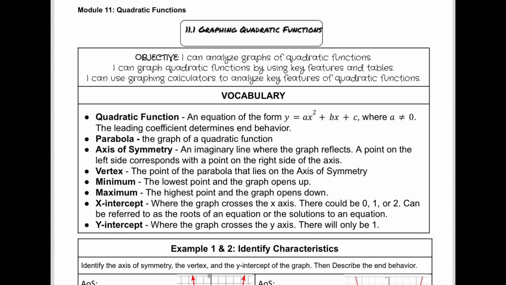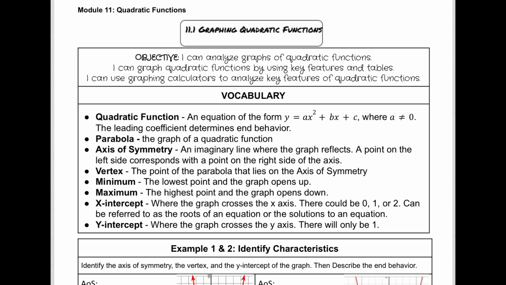Your objective: I can analyze graphs of quadratic functions, I can graph quadratic functions by using key features and tables, and I can use graphing calculators to analyze key features of quadratic functions. Our vocabulary today, there's obviously quite a list. Some of these you've already heard about, so we'll just go through them quickly.